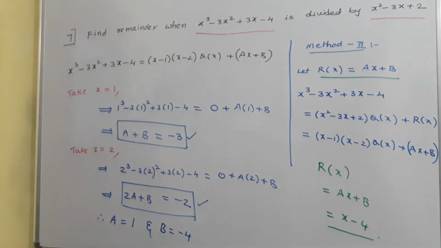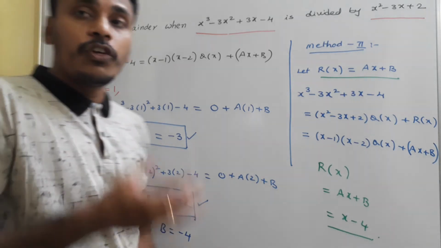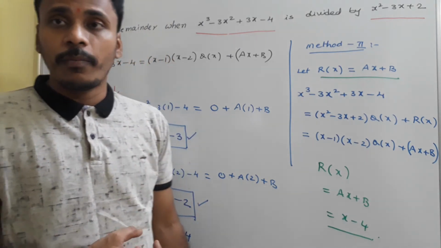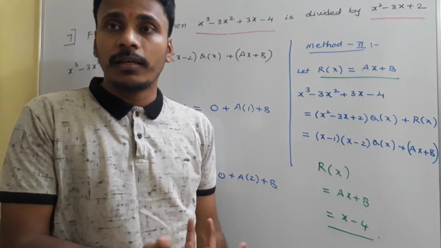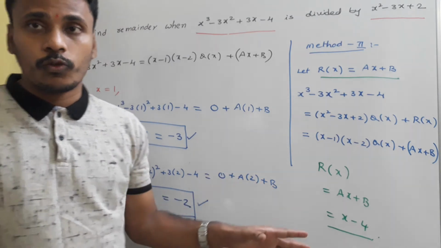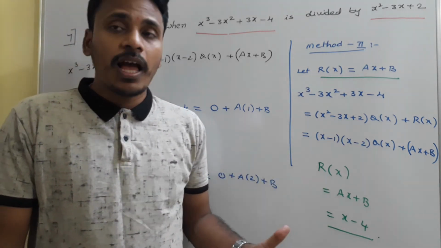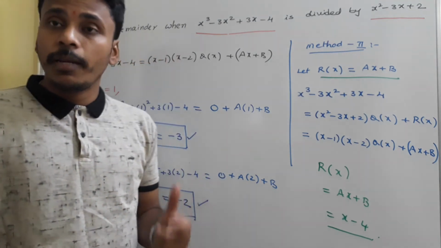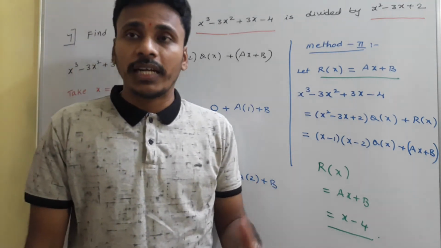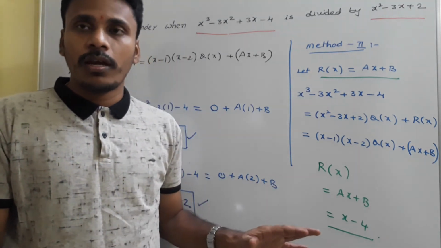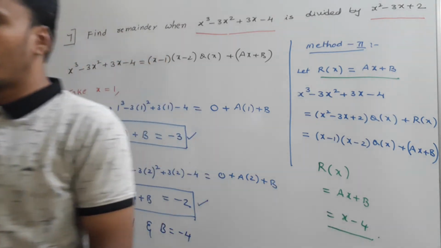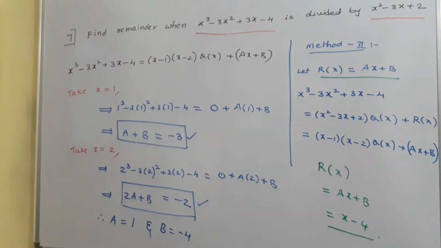x minus 4. The first method we just completed using the regular division process, whereas in the second method we used the division algorithm, and by the division algorithm again our remainder is x minus 4. Okay, I have method 3 and method 4. In method 3 I will use synthetic division. In method 4 I will use synthetic division for the quadratic factor. I will discuss one by one. First of all, you just have a look.